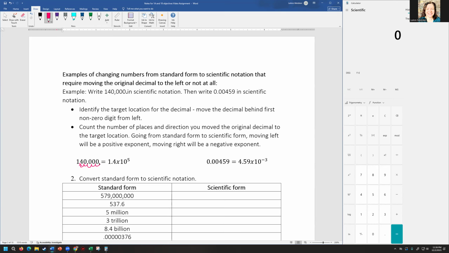So notice I wrote 1.4. This originally, if you imagine this having a power of 10 on it, if you have a regular old number, you can imagine it having 10 to the 0 tacked on to the end.